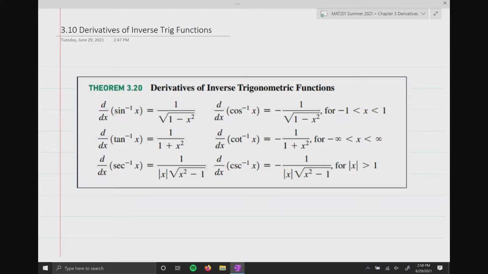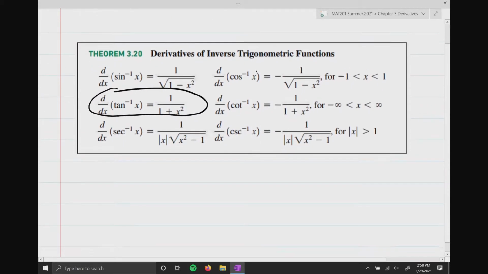All right, we made it to the last section in chapter 3, which is section 10, derivatives of inverse trig functions. Your book does a really nice job in theorem 3.20 that gives you just the overall idea of what these derivatives are for the inverse trig functions. But they only give you the very special case where the argument of the trig functions is nothing more than just x, okay? So what I'm going to do is pick on tangent here. So let me circle it.